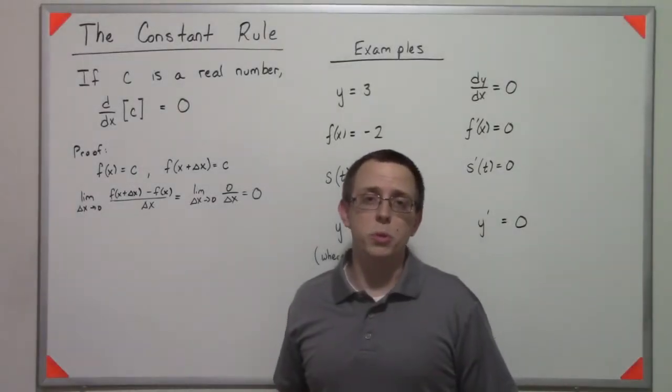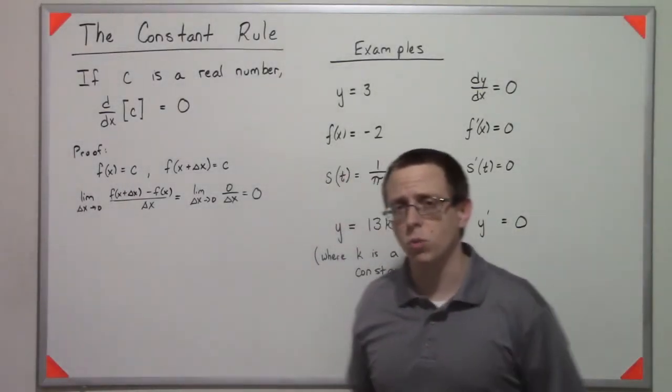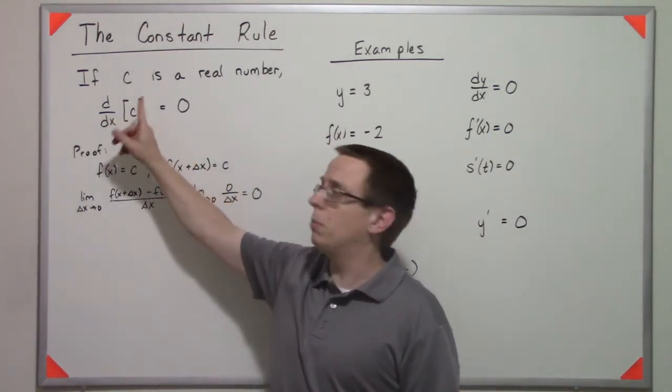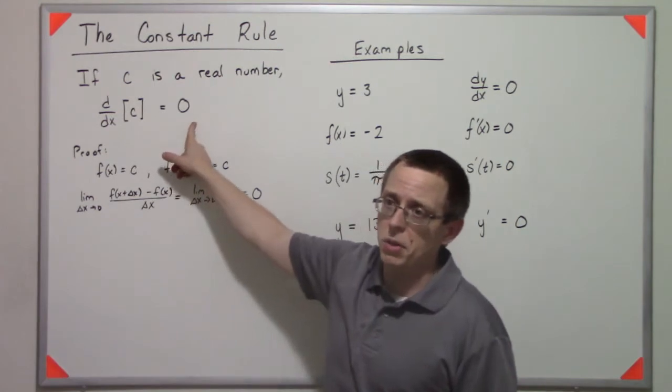One of the simplest rules about derivatives is that of the constant rule. And it simply says that if you have some constant number, the derivative of that constant is 0.